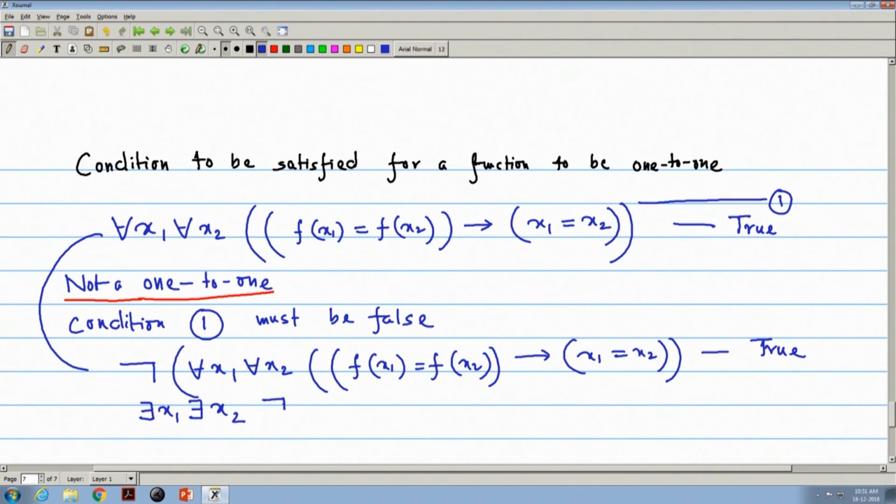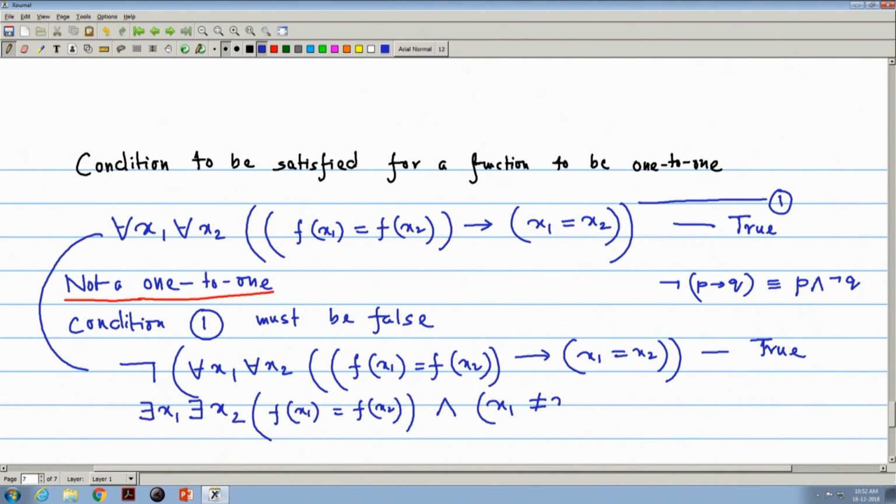and this is negation of f of x1 implies x2. If I remember that negation of p implies q is equivalent to p and negation q, because negation p or q. So, this is p and negation q. So, directly I can write that f of x1 equal to f of x2 and x1 not equal to x2. So, this is the condition that, if it is true, we can show that the function is not one to one.